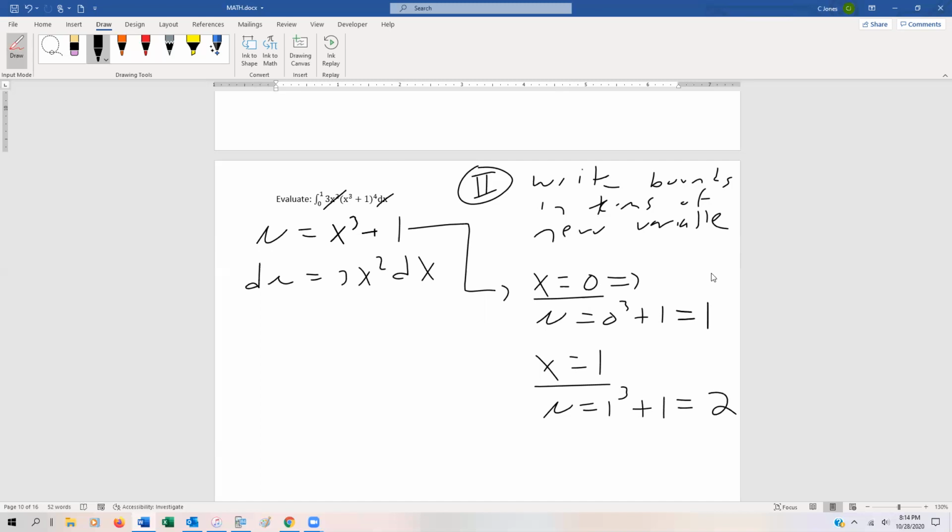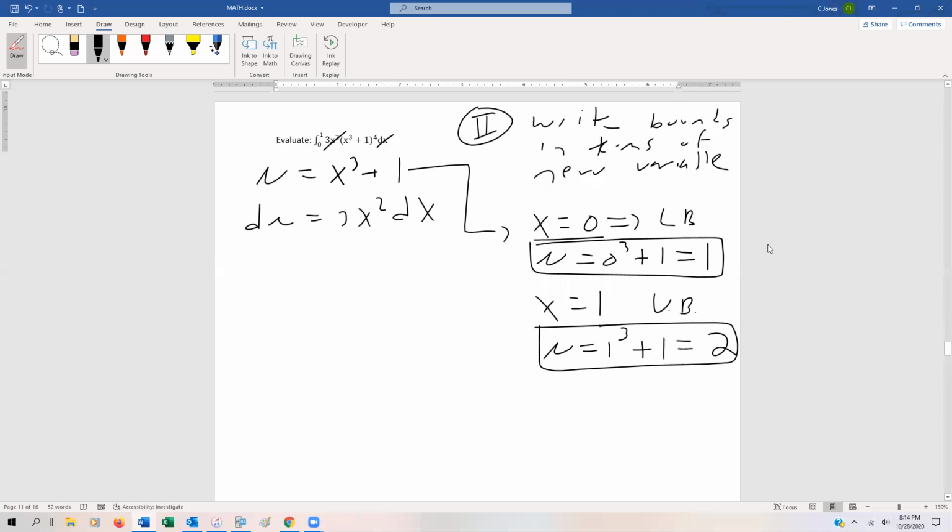So now, this is your lower bound or your lower limit, and this is your upper bound on your integral. And so what we can do is now rewrite the integral in terms of u. Now, instead of 0 to 1, we're going to have from 1 to 2. And this is going to be u to the fourth, just like we did before. So u is coming in here. And then instead of 3x squared dx, it's going to be du.